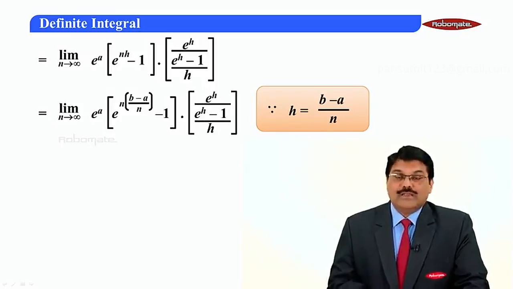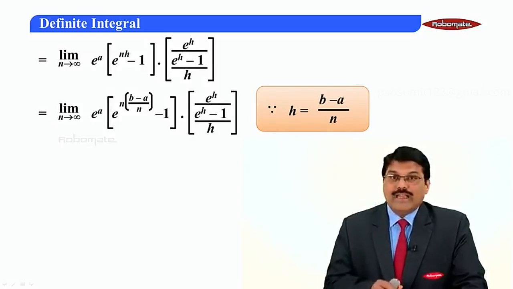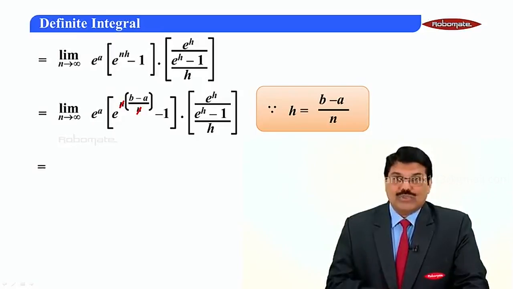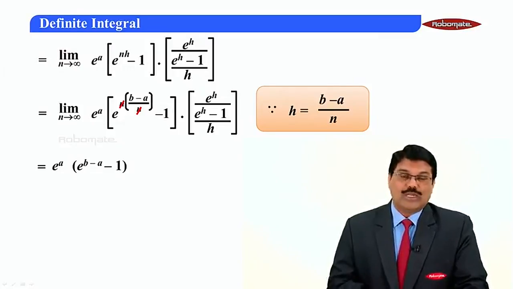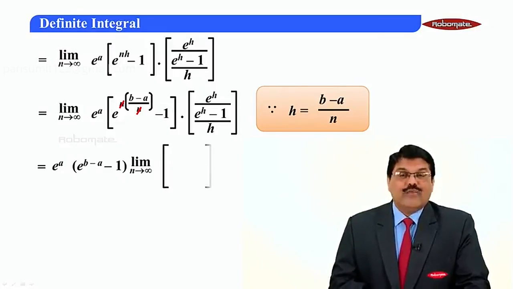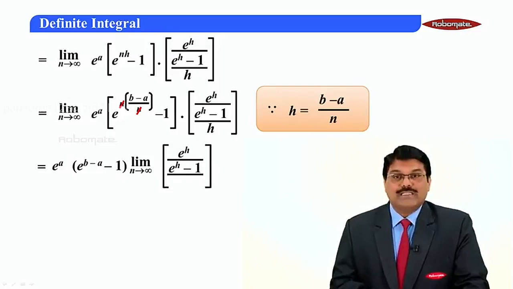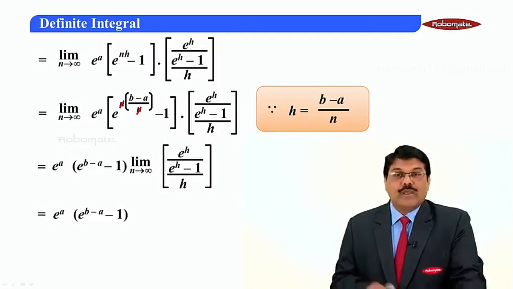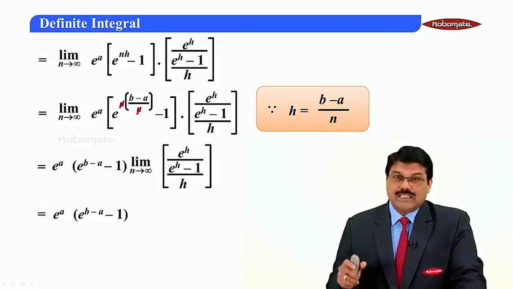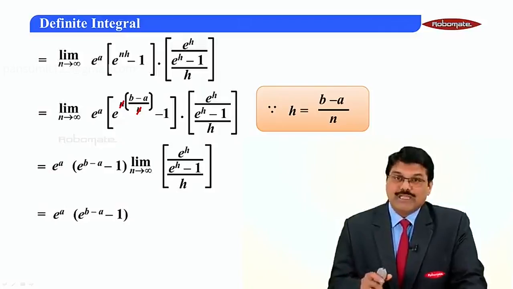Now here in the power, that n and n will get cancelled. So the next step, n tends to infinity, here e raised to a bracket e raised to b minus a minus 1, right? Here we are applying the limit to the second bracket, that is e raised to h minus 1 upon h, limit as n tends to infinity. Now look at that. First term will be as it is, e raised to a bracket e raised to b minus a minus 1. As limit n tends to infinity, here h tends to 0.